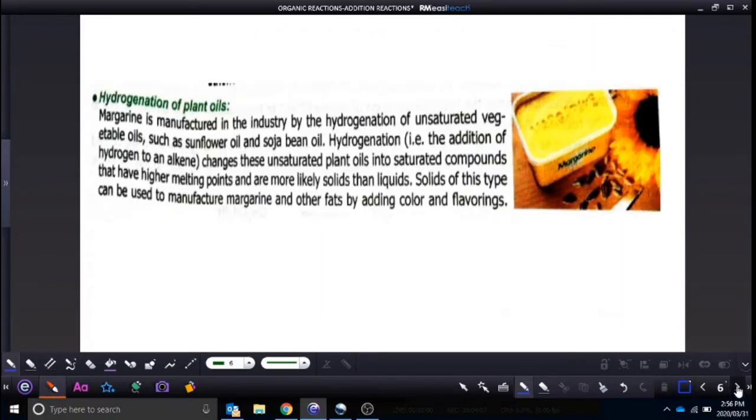Hydrogenation is also a very important application because it helps us to create margarine, because it softens margarine. So margarine is produced with the process of hydrogenation, where we take an unsaturated vegetable oil and we make it saturated so that it can become a liquid or a solid that is soft, and we also add colors and flavorings.